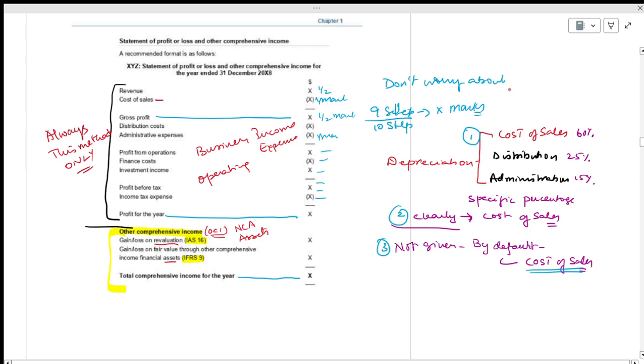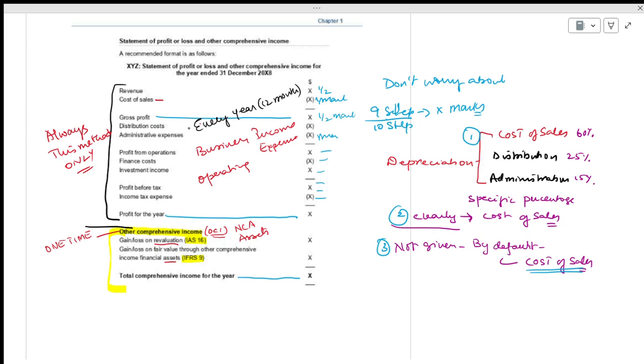Otherwise, what happens, I will tell you again why we are showing this. This happens one time. This happens regularly, all the time. Every year it happens, round the year, every 12 months. That is the purpose of OCI, other comprehensive income: this income happens once in a while, once a time. It will not happen regularly. You cannot say that the land has been increased by 100,000 every year. Can you imagine?